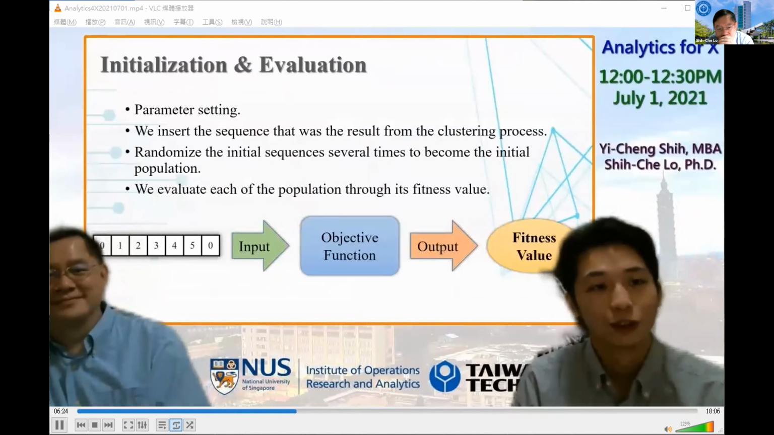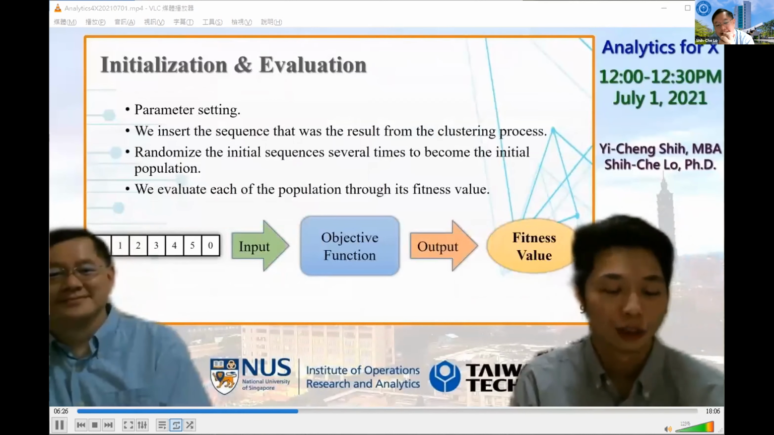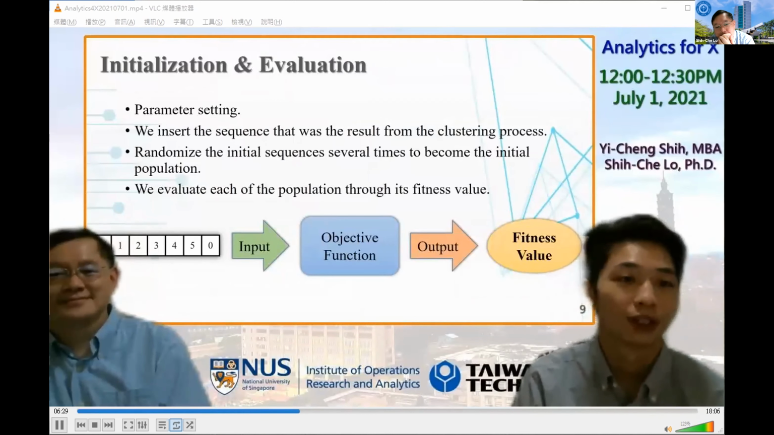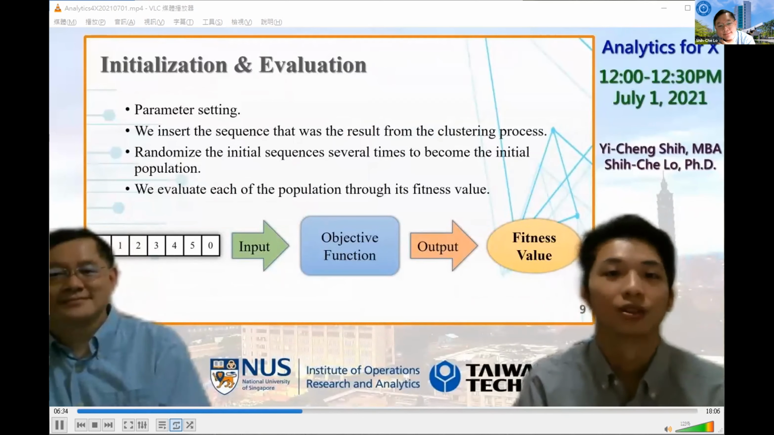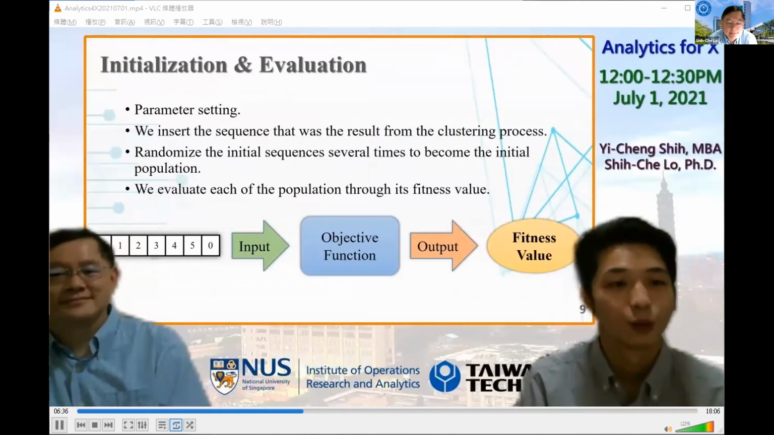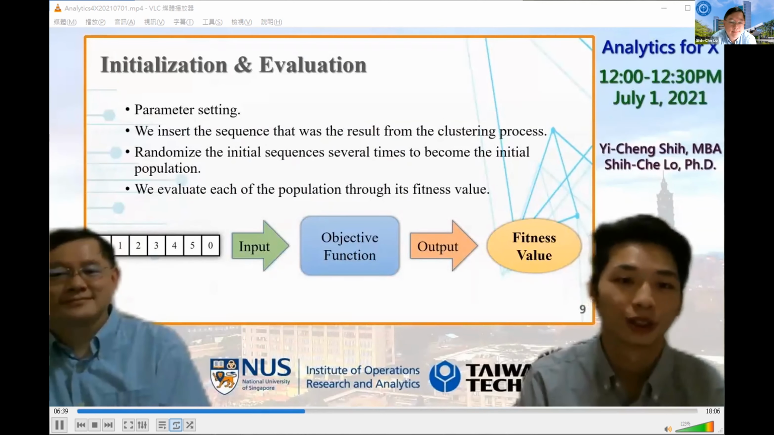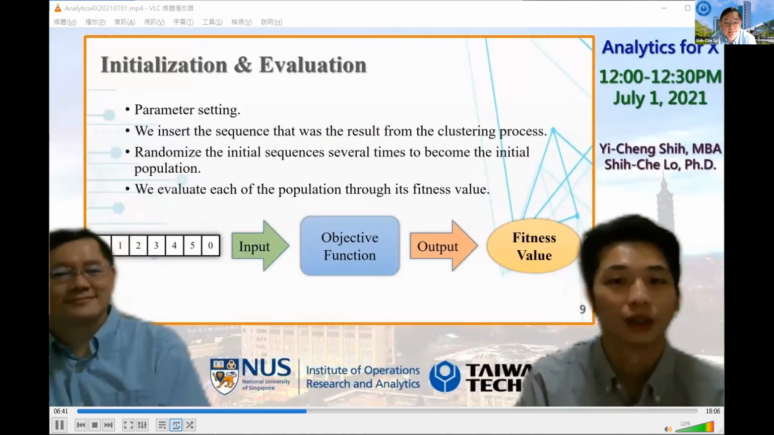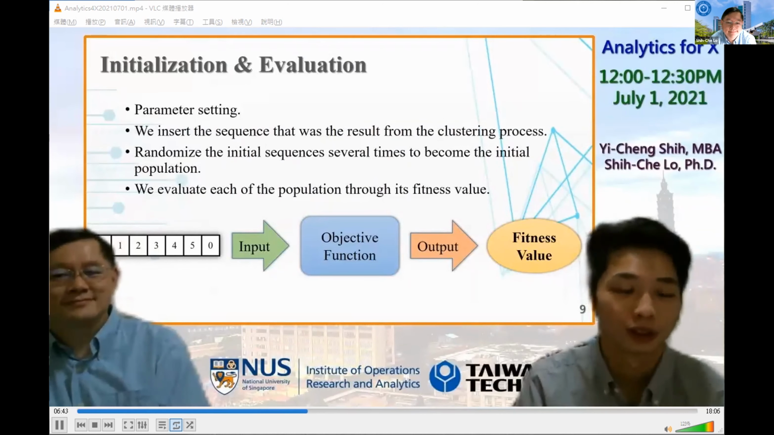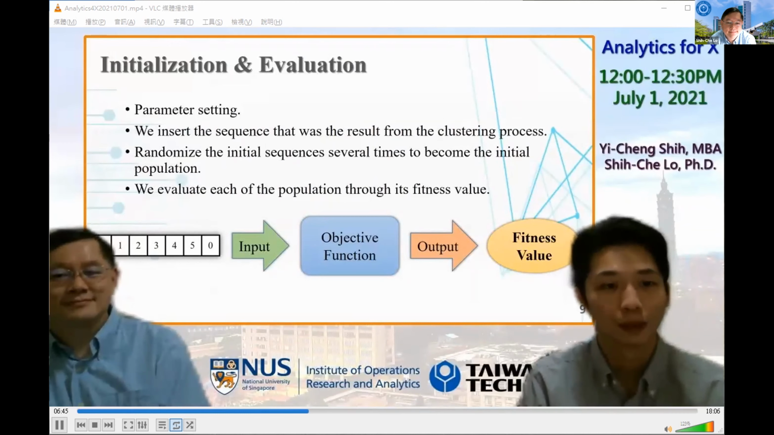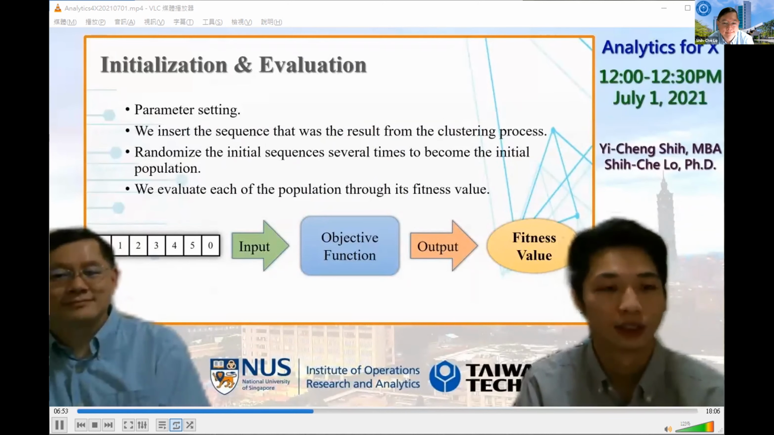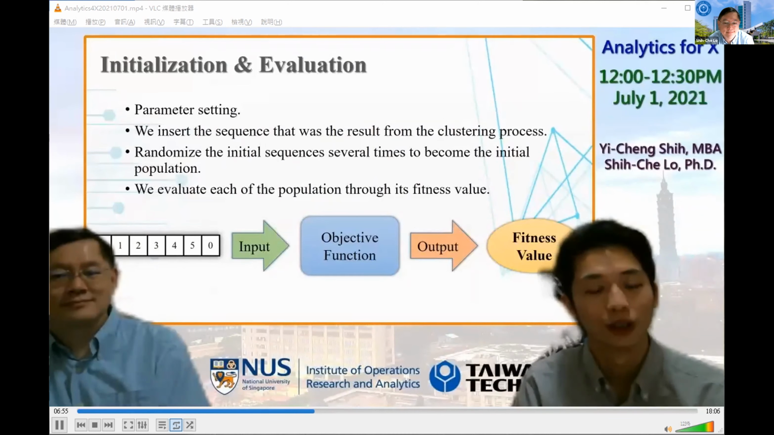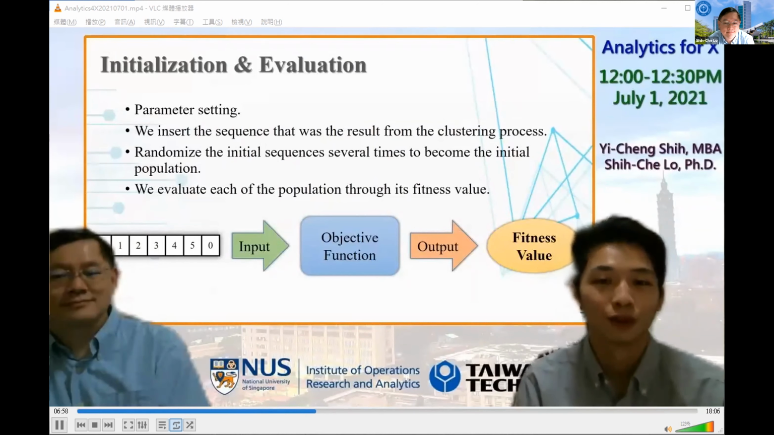First is initialization. In the initialization, we do the parameter setting and insert the sequence that was the result from the clustering process. Then we randomize the initial sequences several times to become the initial population. For the evaluation part, we evaluate each of the populations through its fitness value. That is, we input the DNA sequence into the objective function and then output the fitness value.